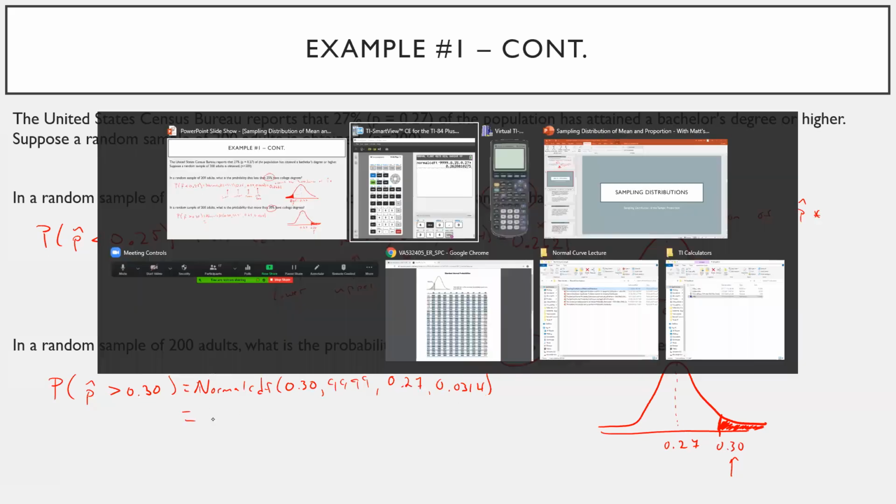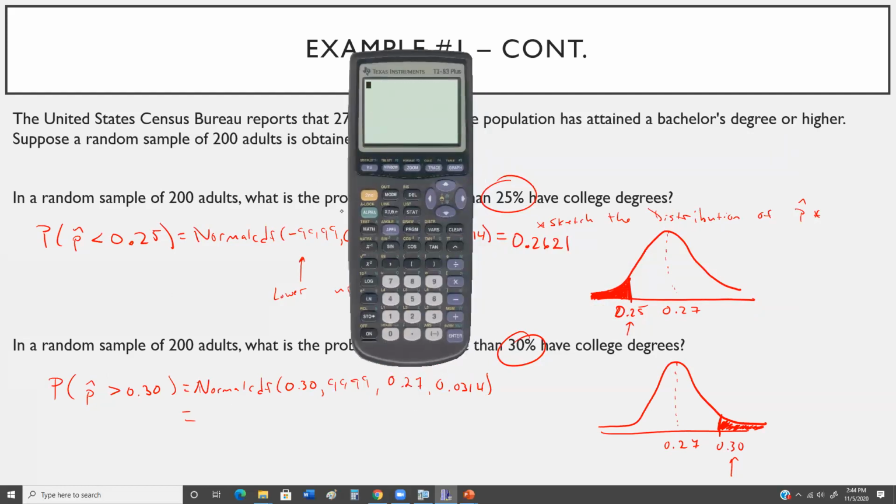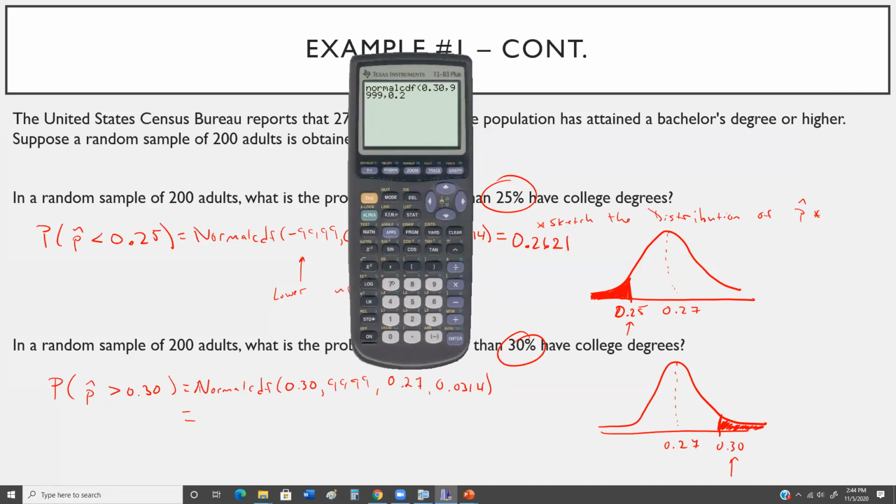So I'll do this in the TI-83. So second function distribution, normal CDF, 0.30, comma 9999, comma 0.27, comma 0.0314. And you should get 0.1697.